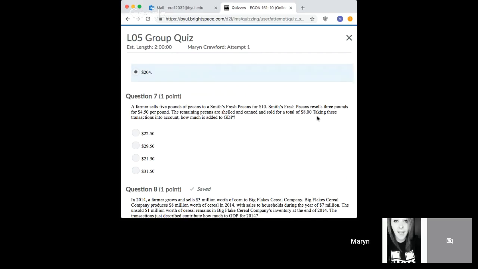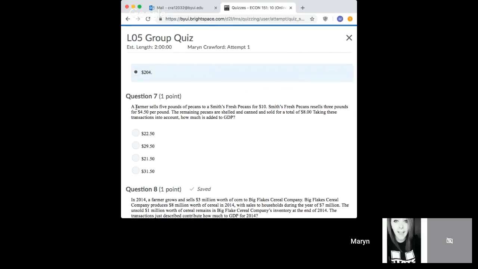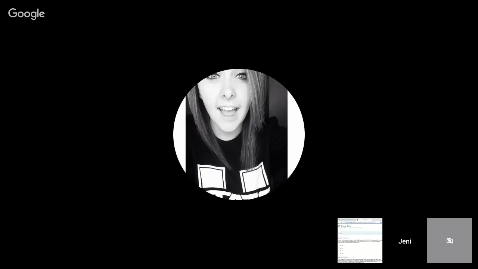So it's just $8 then. No, so Smith's resells 3 pounds for $4.50, so that's a final product, and then the remaining pecans are shelled and canned and sold for a total of $8. So the $10 isn't taken into account because that's sold to Smith's, and then Smith's is the final seller.